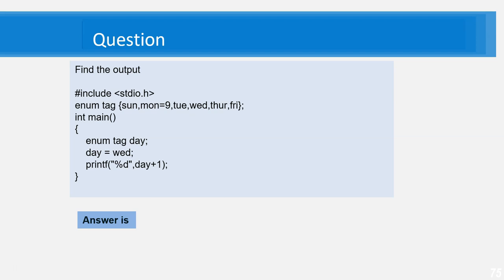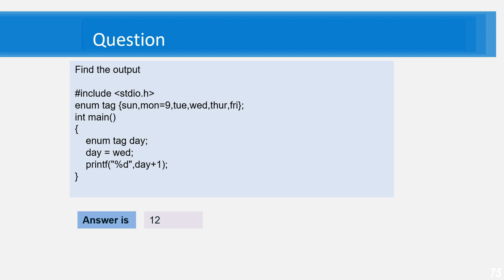So you can pause here and then you can guess your answer. So we'll discuss the answer now. So how enumerated constants work is the first value, that is Sunday in this particular case, will have a default value of 0. And then Monday here we have given the value as 9, right? So Tuesday will become 10, Wednesday will become 11, Thursday will be 12 and Friday will be 13. So in this particular case, Wednesday is 11. So day equal to Wednesday means day will have a value of 11. When you print 11 plus 1, the answer is 12. Right? So that's what gets displayed.